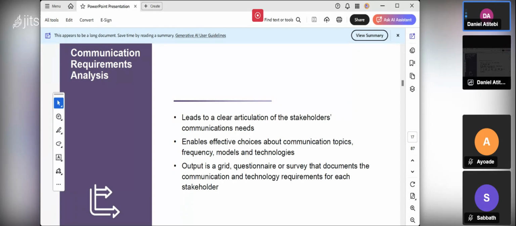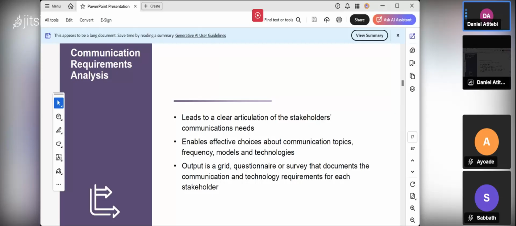So communication requirement analysis also helps you to enable effective choice about communication topics. Who will receive information? Who will not receive information? How often will I communicate? You understand me? The information I'm going to communicate to them must be related to the project I'm handling. We're not talking about social media where people will say hello, how are you, all this. No. Any information that will be relevant for you to manage your project very well, or you need to get the approval from them. These are the things you're talking about.